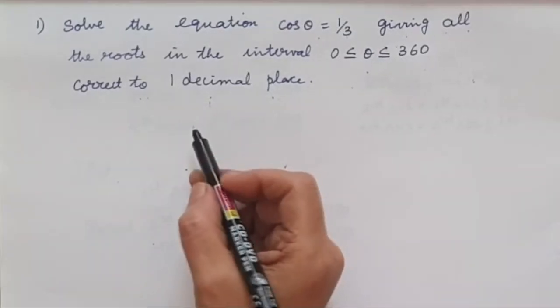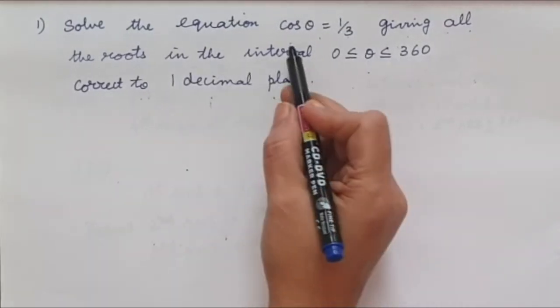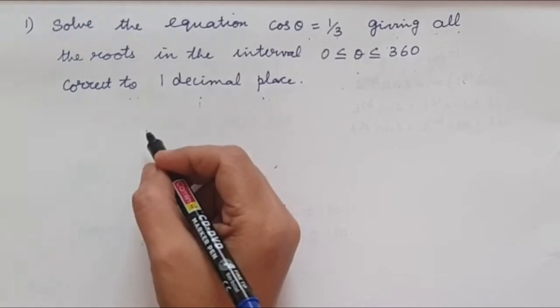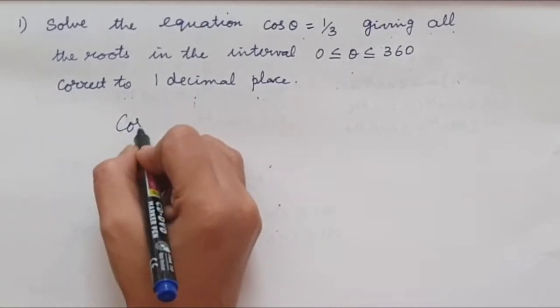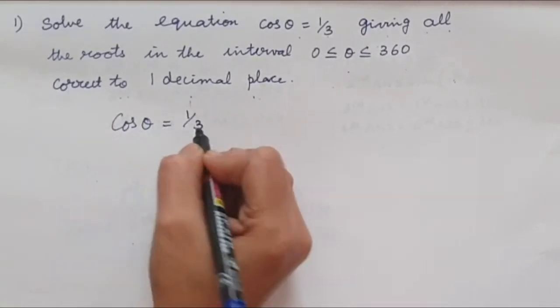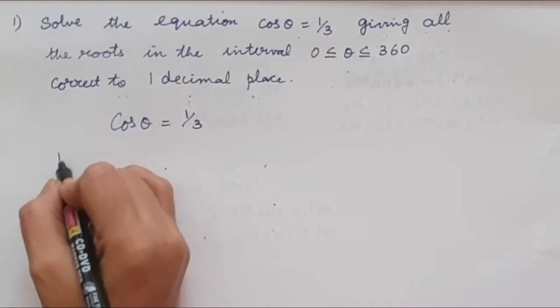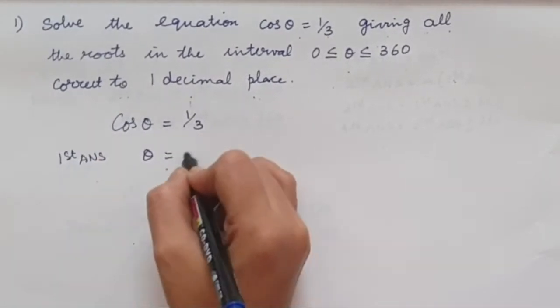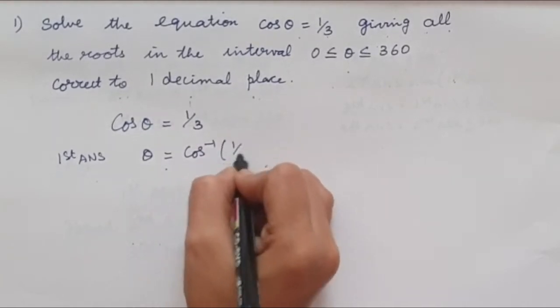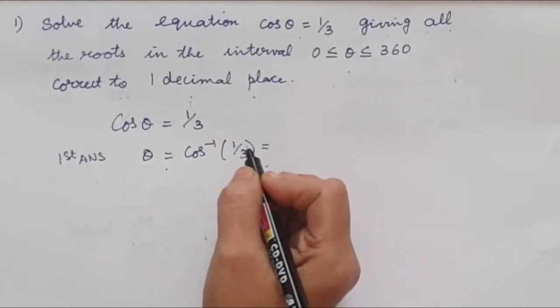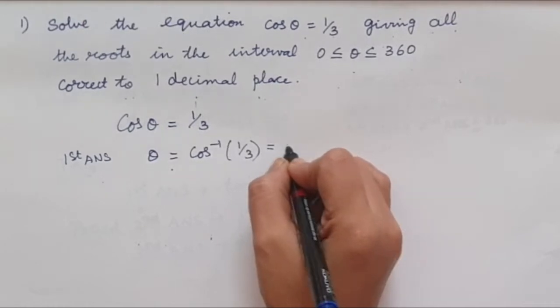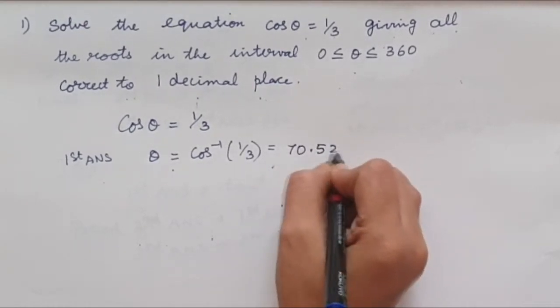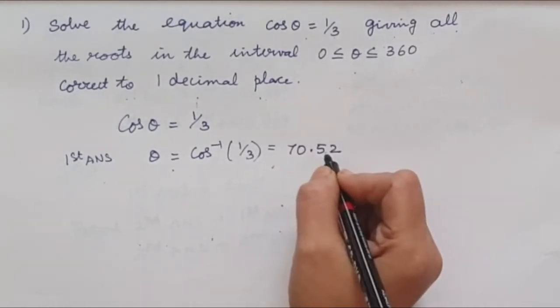Now we'll go back to our first question. That is, we are given with cos theta equal to 1 over 3. Now we are trying to get a first answer. First answer is theta equal to cos inverse of 1 over 3. You can just use your calculator. This will be equal to 70.52. So we got our first answer.